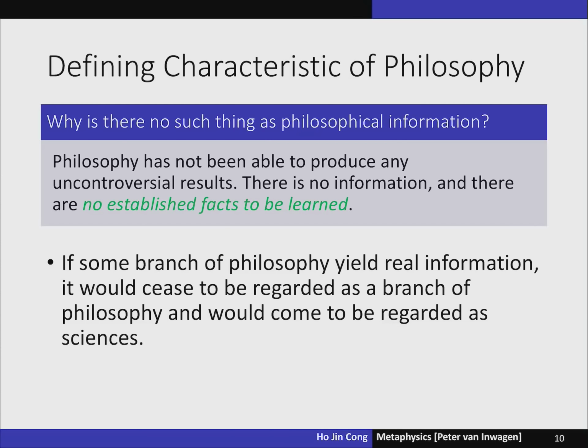There is one defining characteristic of philosophy, which you will start to notice: there is no information and no established facts to be learned in philosophy, unlike any other subjects that we study. That's because philosophy has not been able to produce any uncontroversial results. In fact, if some branch of philosophy starts to have real information, then it would cease to be regarded as a branch of philosophy and be regarded as science. For example, physics used to be thought of as natural philosophy. So why is this? Why is there no such thing as philosophical information?